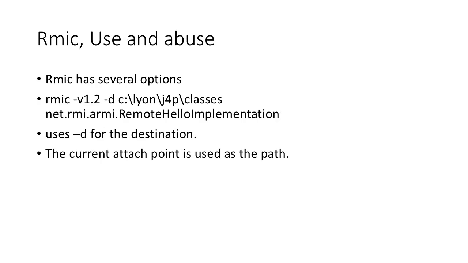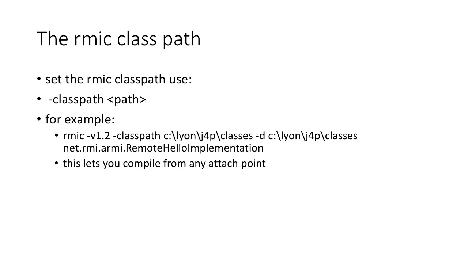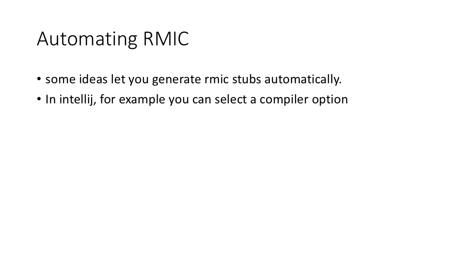So RMIC, that's the remote method invocation compiler. That's going to create the implementation stubs. It needs to have a proper destination, or else people won't be able to find the stubs. So that has to be in the class path. And so when you go to generate your stubs, and this is typically done by the IDE, although you can do it by hand, you have to make sure your class path is set properly.